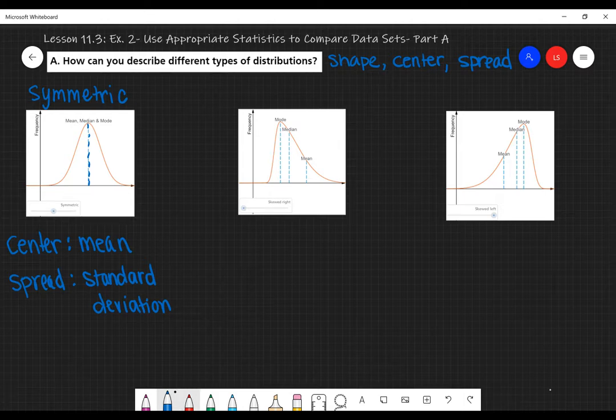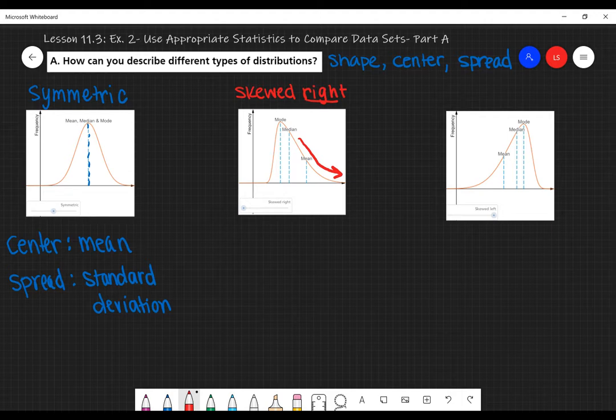Now, the next kind of shape we can look at is called skewed right. Now, this might seem like a bit of a misnomer because your mode, or your highest peak on this, is towards the left. When you think about skewed right, think about it tailing off to the right. Your mean is on the right.